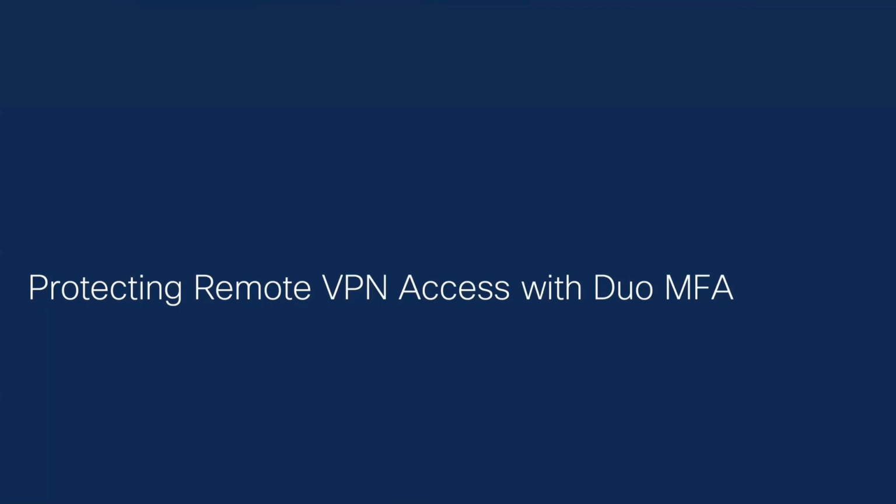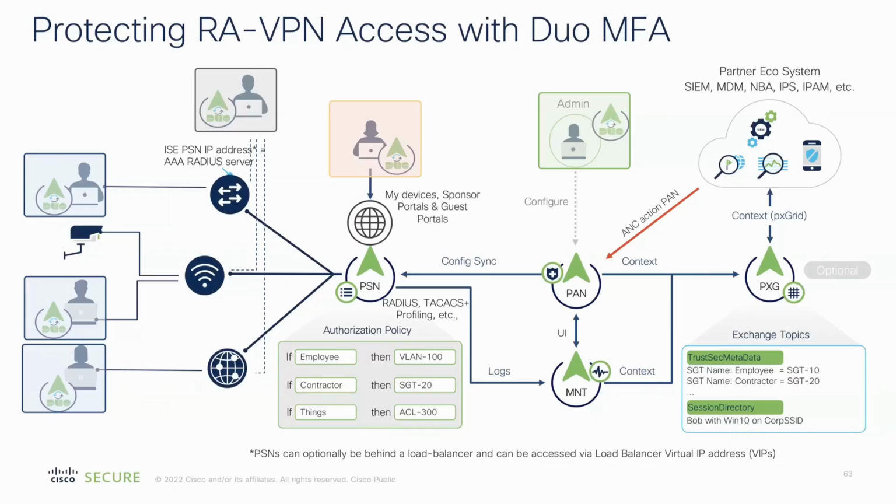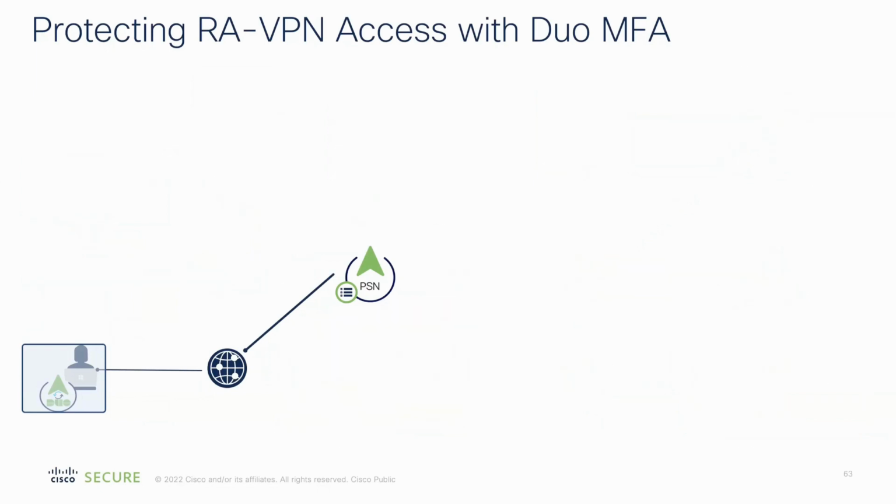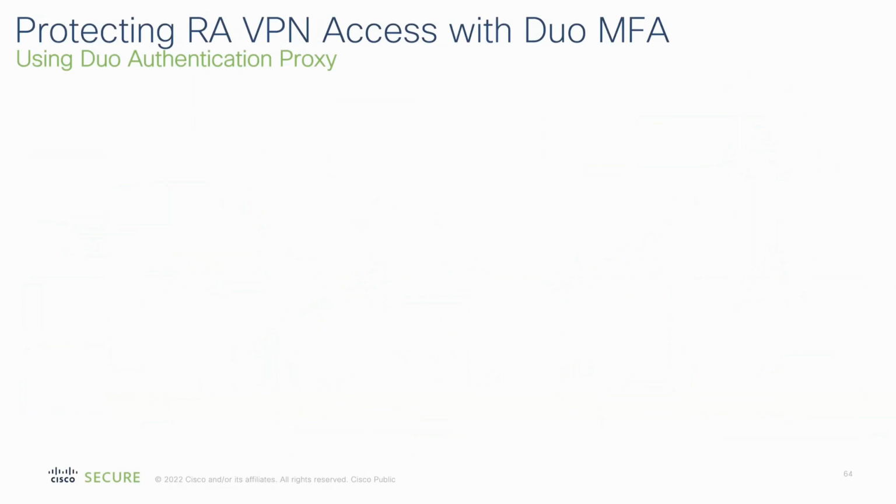So I want to show you how to protect remote VPN access using multi-factor authentication. The context that we're talking about is a user who's coming over the VPN, connecting to the network. Now, there are 2 ways. Of course, there are several ways for us to protect the remote access VPN, but I'm going to demonstrate 2 use cases where you can protect it using the Duo Authentication Proxy and SAML.